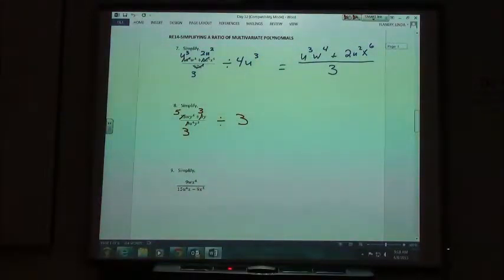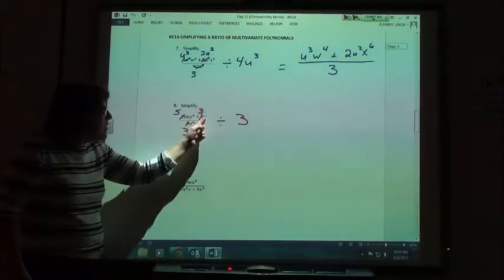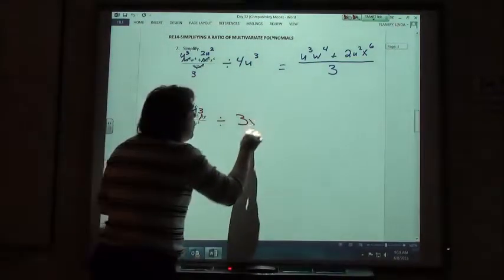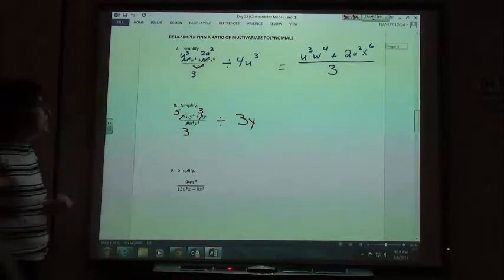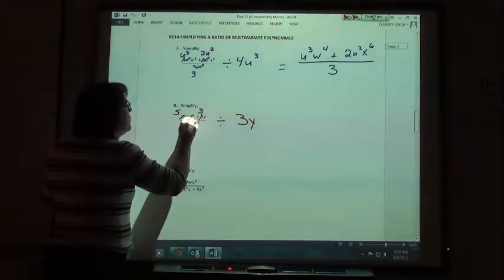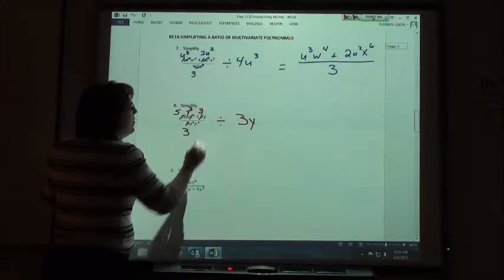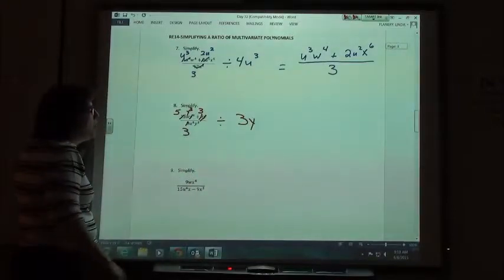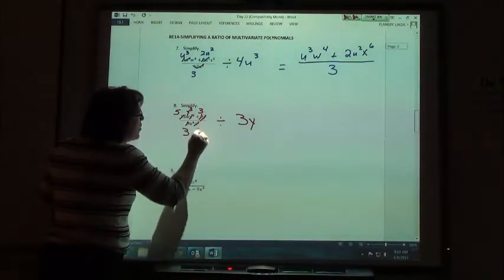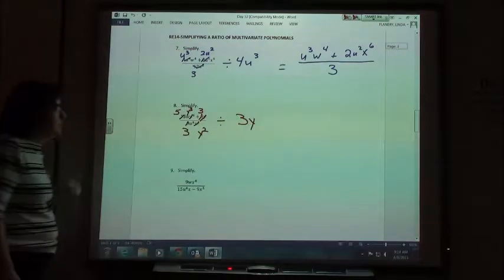So my greatest common factor there is, what was that? 2. Can I take 2 out of a y? No. Nope. Oh, just a 1. It's just the y. So if I have 4 here, 1 here, and 3 here, I can only take 1 out of each term. So 4 minus 1 would give me y to the 3rd. 1 minus 1, that's going to cancel that y out of there. 3 minus 1 is going to give me y to the 2nd.